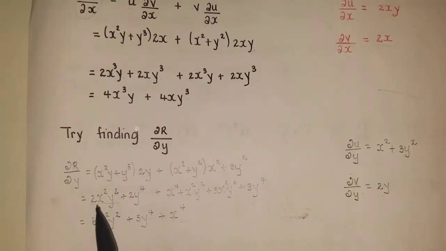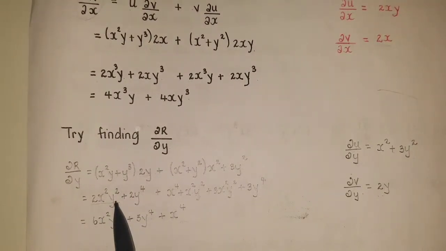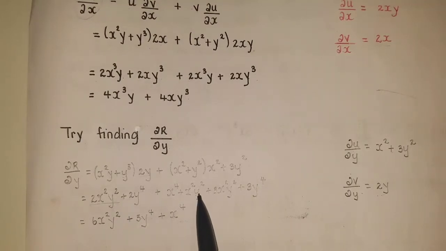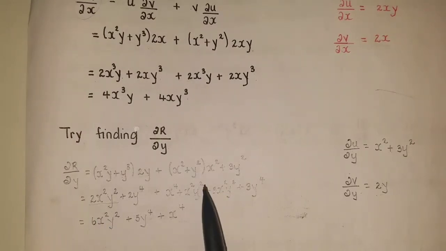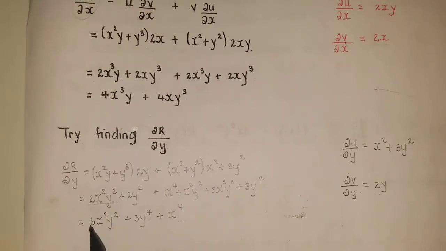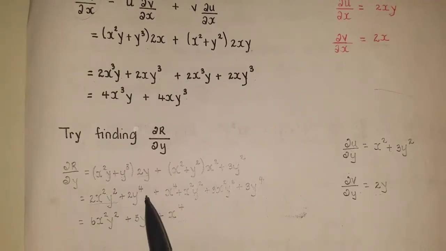Grouping, we have 2x squared y squared plus 1 x squared y squared is 3x squared y squared, plus this 3x squared y squared will give us 6x squared y squared. So that's 2 plus 1 plus 3, 6x squared y squared. Here we have a 2y to the fourth with a 3y to the fourth. So 2 plus 3, 5y to the fourth, and this x to the fourth comes down.